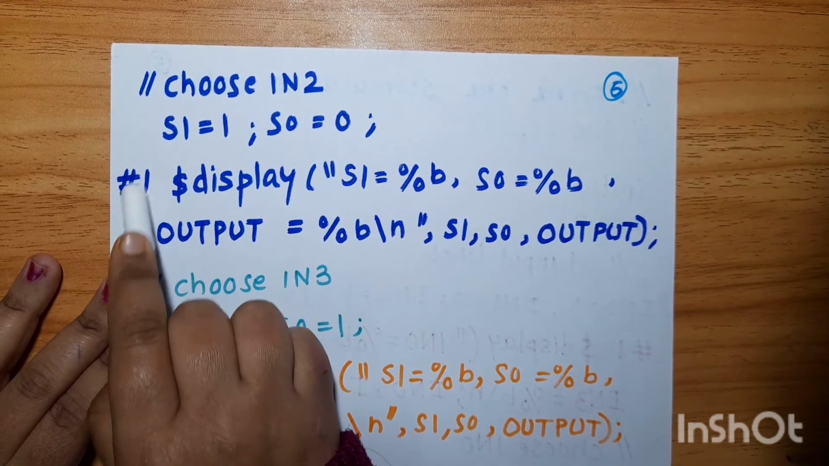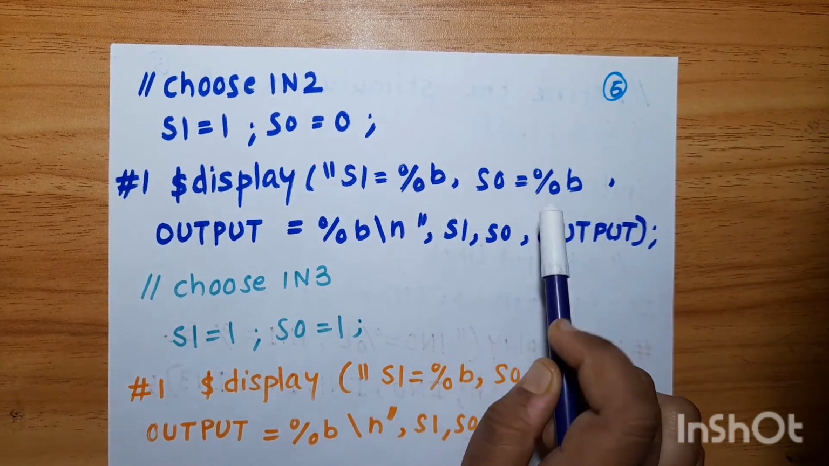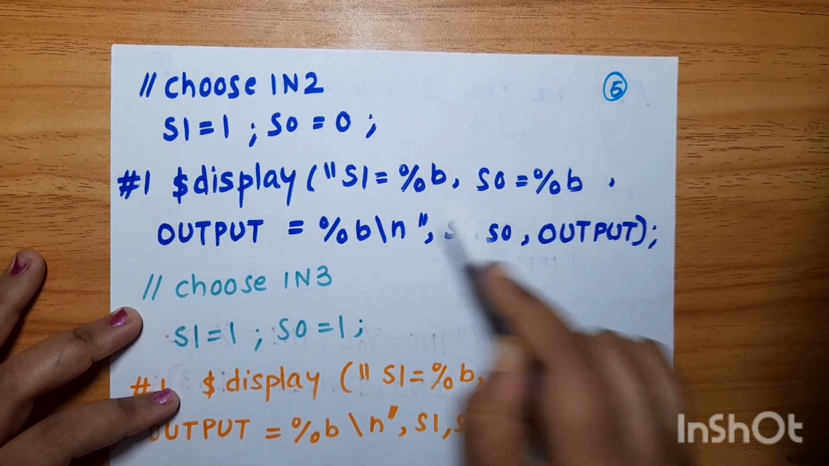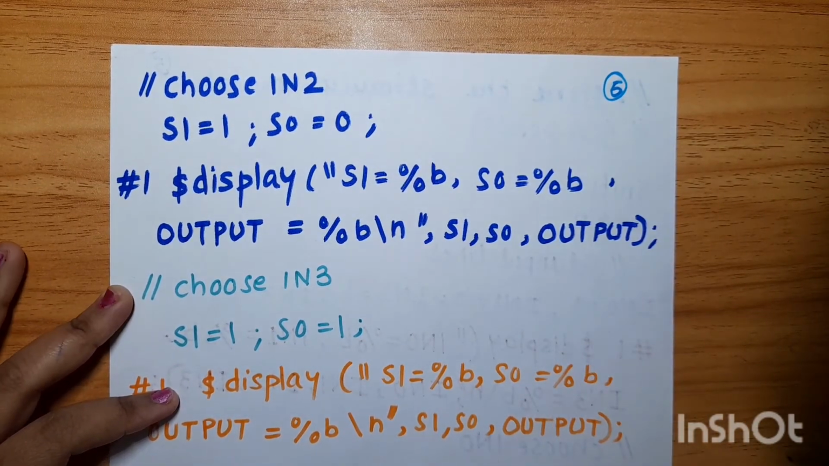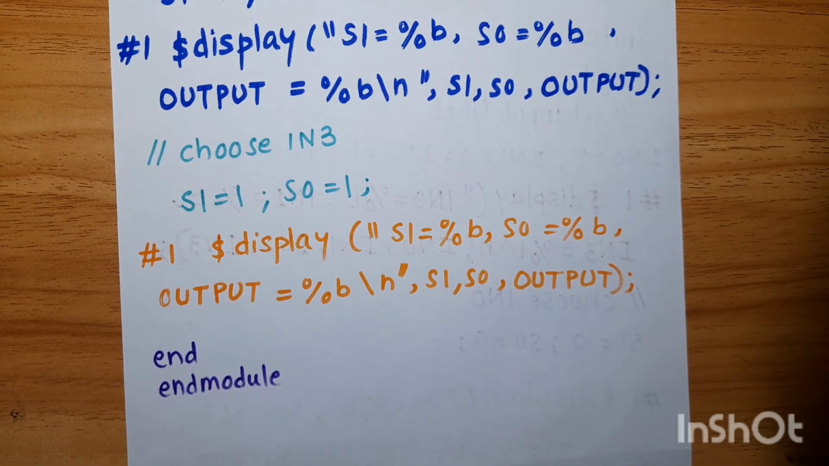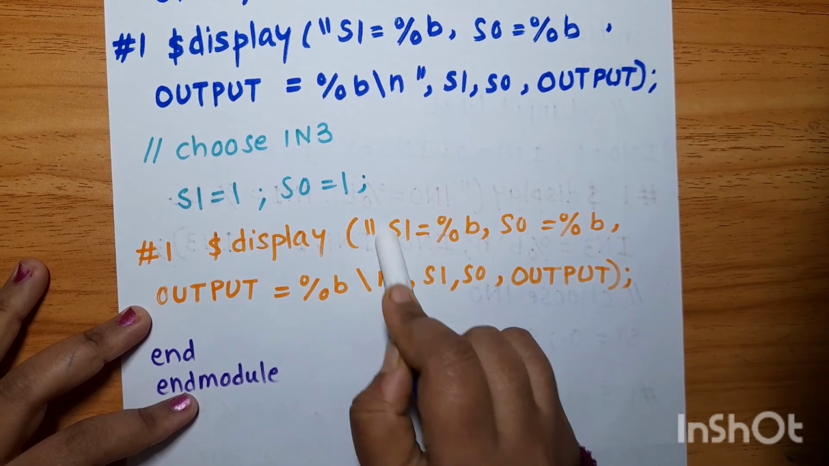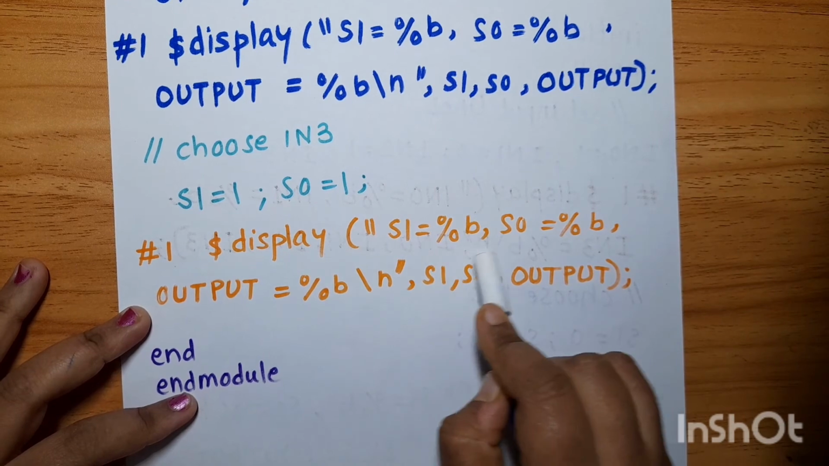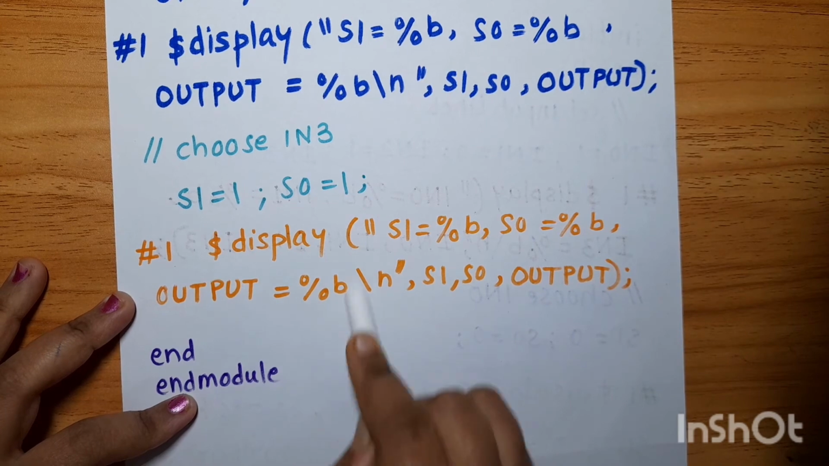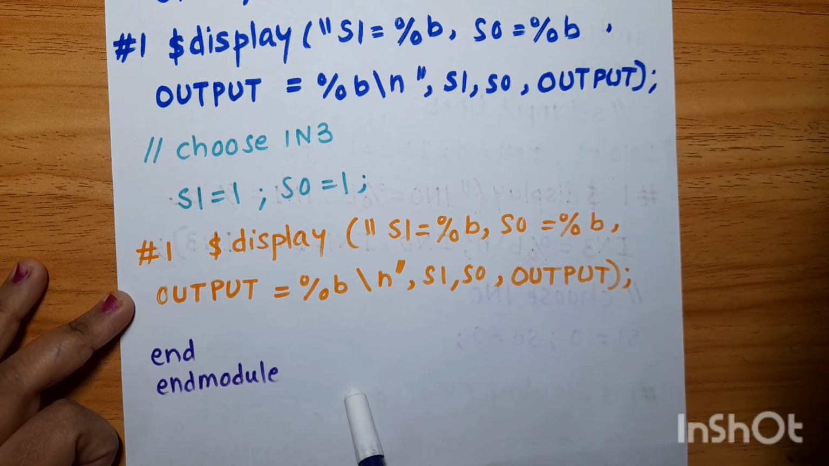After 1 unit of time, #1, I am doing the display. S1 percentage b, S0 percentage b, output is equal to percentage b, new line character under double quotes, comma, S1, S0, output, semicolon. Choose IN3. So S1 is equal to 1, S0 is equal to 1 semicolon, #1 $display. Inside the double quotes, S1 is equal to percentage b, comma, S0 is equal to percentage b, comma, output is equal to percentage b, new line character, double quote, S1, S0, output, semicolon, endmodule.